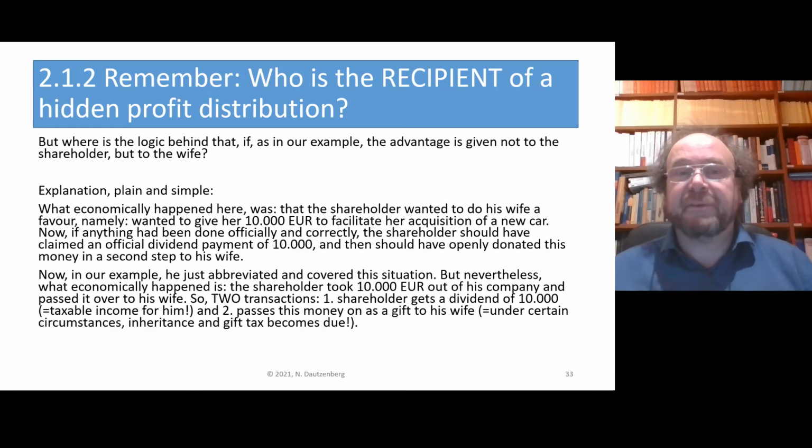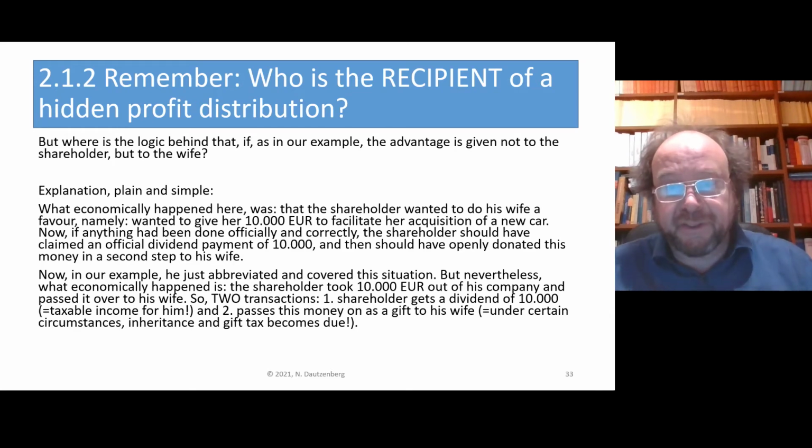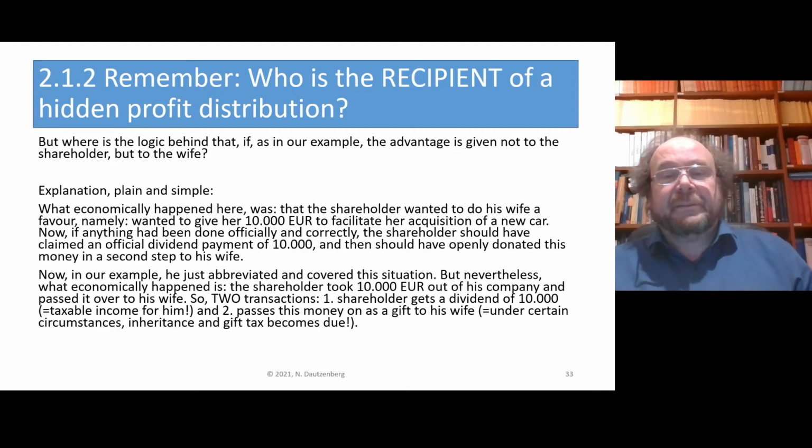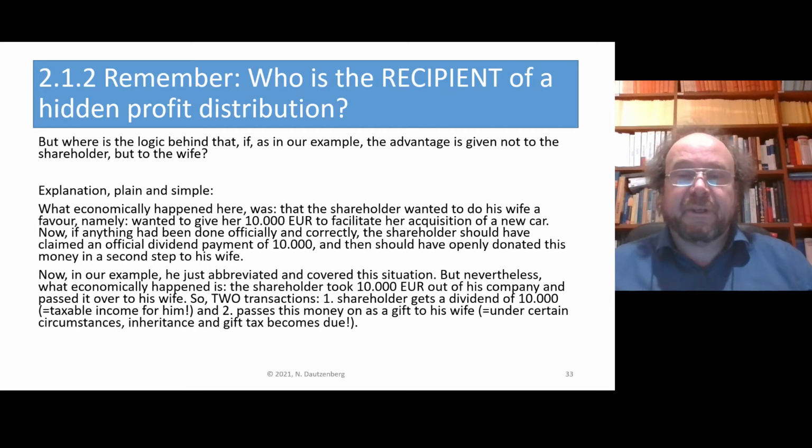Now, in our example, they have hidden and abbreviated the procedure. So the two payments were simply netted off. The wife arrives, has only to pay 10,000, but in principle, logically, 10,000 were given to the shareholder. The shareholder gave it as a gift to the wife, and the wife then paid 20,000 for the car. The only thing was the payments were abbreviated and netted off against each other, but the underlying economic situation is nothing else than what I explained just now.